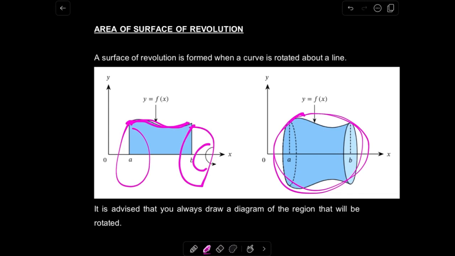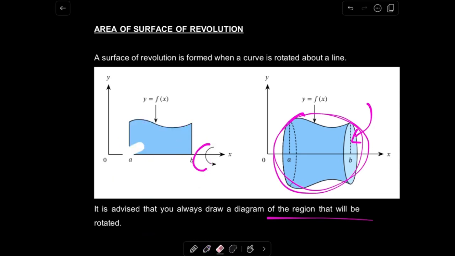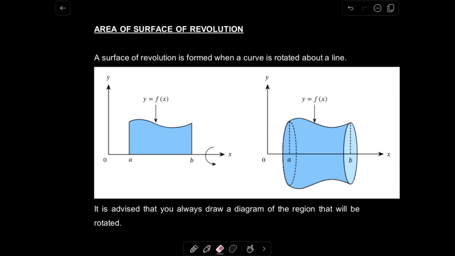Again, it should be extremely familiar if you've looked at volumes by disks and washers. I created a video on that. And what we did was we calculated the volume of that three-dimensional object. Now we're looking at surface area. And again, it's advised that you always draw a diagram of the region that will be rotated if you can do so. It just gives you some perspective and it may just come in handy one day. So let's look at how we calculate the area of a surface of revolution.